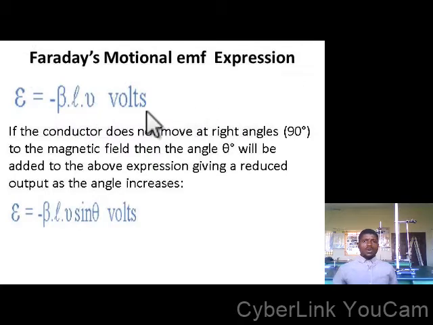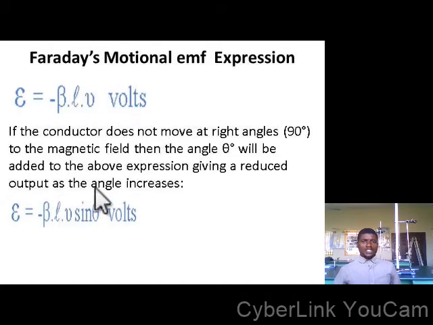So Faraday's law has an expression as EMF, which is the voltage, equals minus B L V. This B stands for magnetic flux density, where the L stands for the length of the coil and the V, the velocity, measured in units of volts.